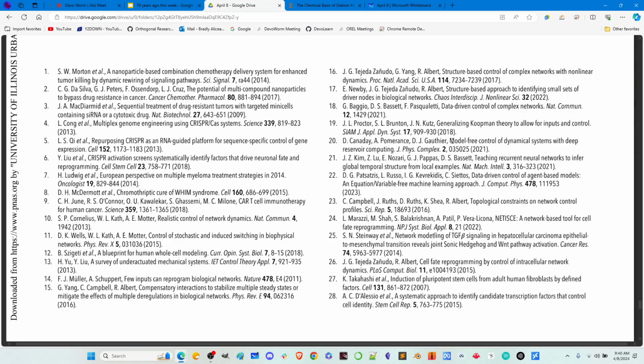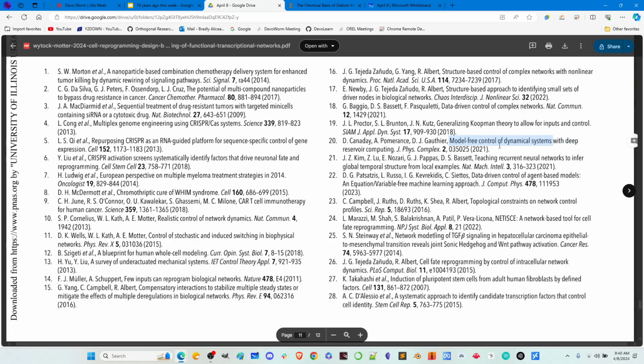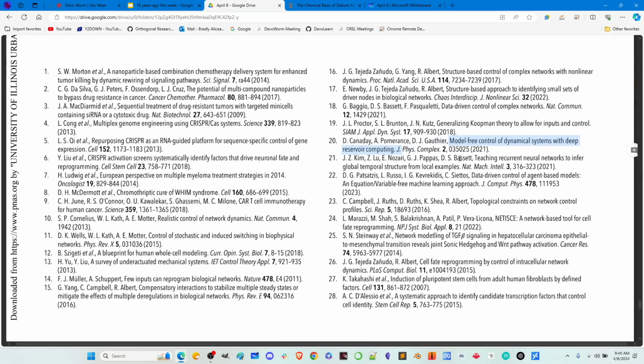This paper here is model-free control of dynamical systems with deep reservoir computing. Reservoir computing, for the machine learning people, is an up-and-coming technique that people are using to model biological systems, connectomes, things like that. I've seen a number of talks where they highlight reservoir computing as an up-and-coming approach.